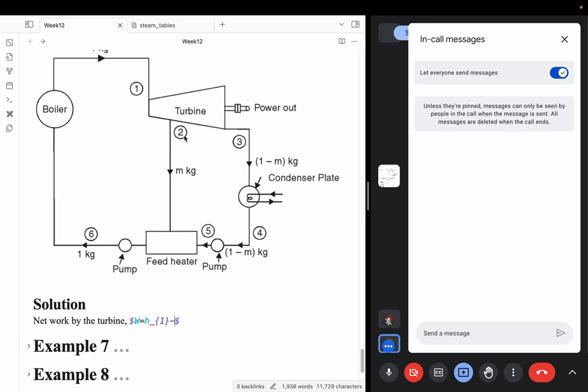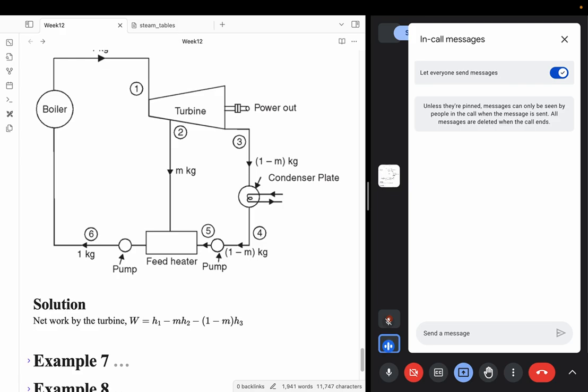H2 is this one, but only m kg of it is actually coming in state 2 and 1 minus m is going in state 3. So inlet minus outlet. This will be m times H2, and then you have 1 minus m going into state 3, so that will be 1 minus m times H3. So this is the net work done by the turbine. So that is H1 minus mH2 minus (1 minus m)H3.